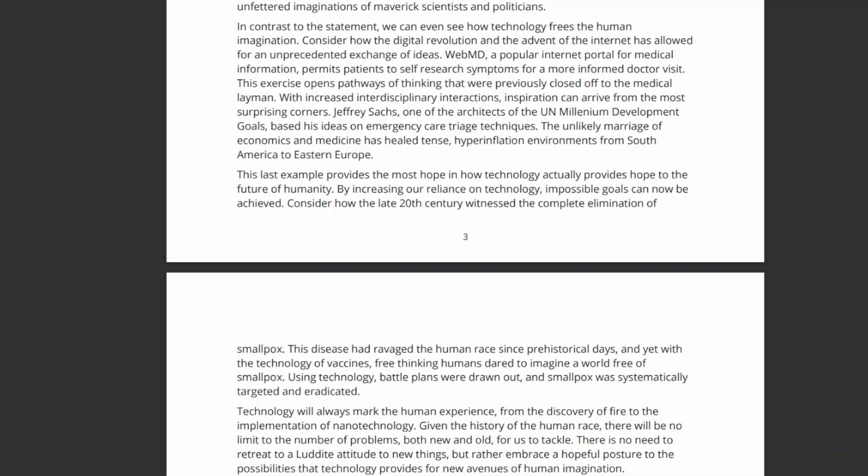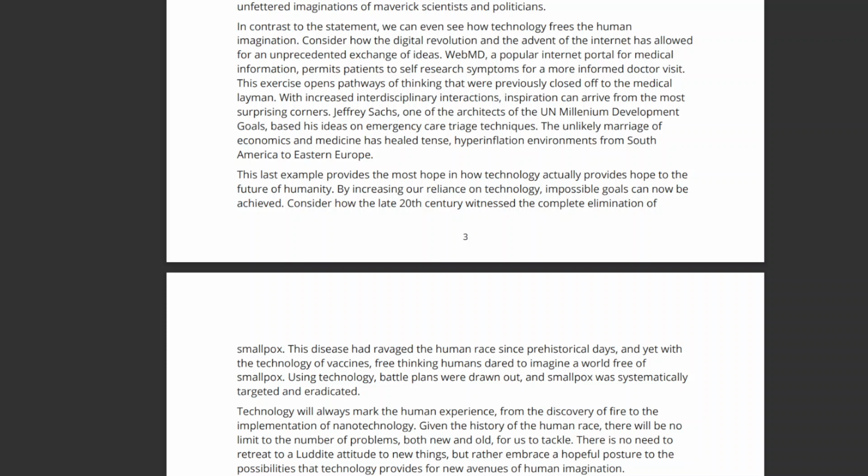Jeffrey Sachs, one of the architects of the UN Millennium Development Goals, based his ideas on emergency care triage techniques. The unlikely marriage of economics and medicine has healed tense, hyperinflation environments from South America to Eastern Europe. This last example provides the most hope in how technology actually provides hope to the future of humanity. By increasing our reliance on technology, impossible goals can now be achieved.